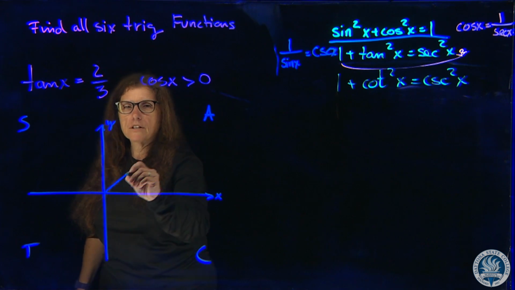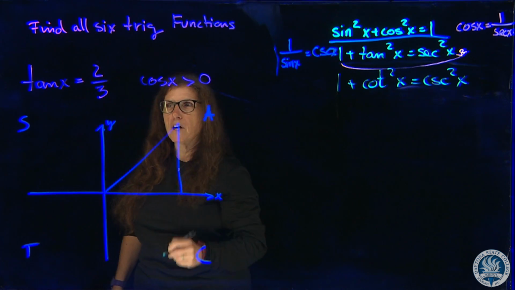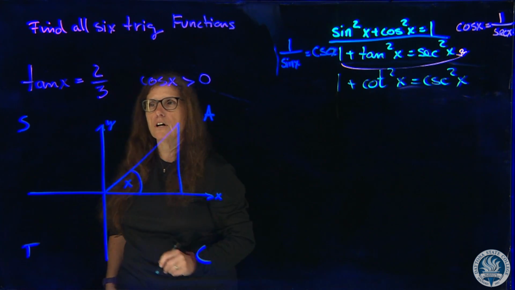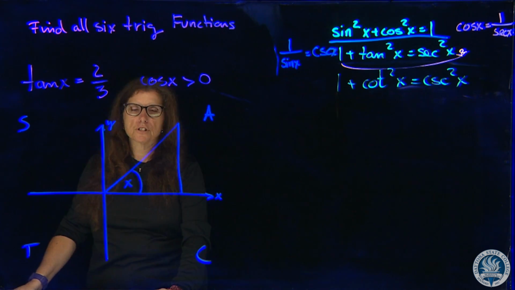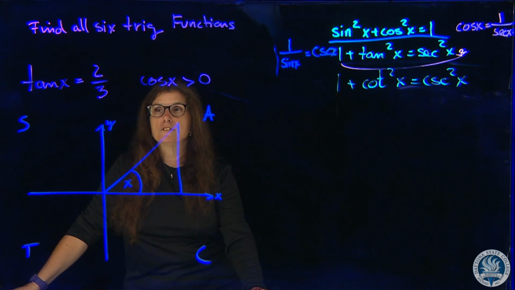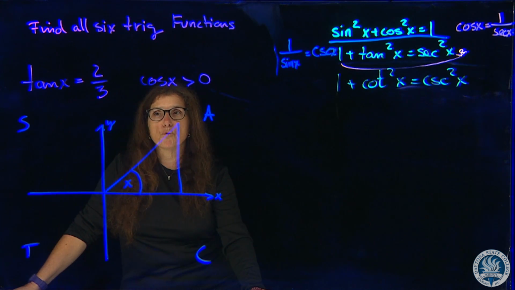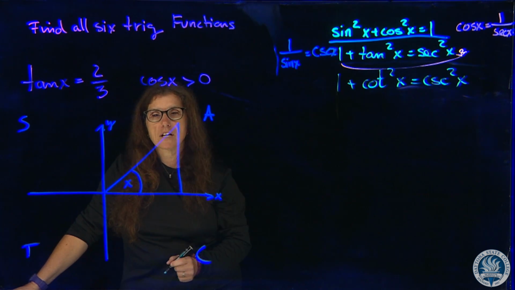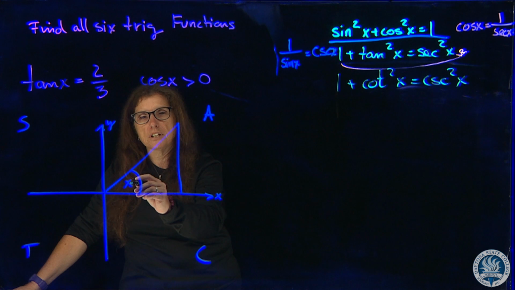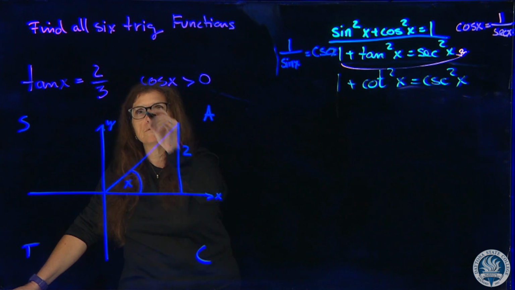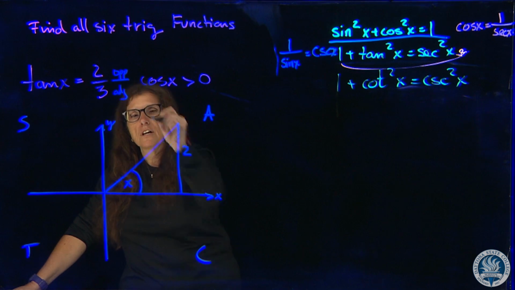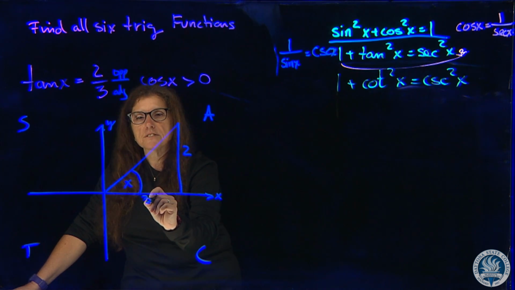So now I draw a little sketch of my relationship. Here's my angle x, theta, however you want to call it. Now the tangent, by definition, is opposite over adjacent. Now we have to label our sides. The opposite side to the angle is this one, that would be 2. Let me write it here. Opposite over adjacent. The adjacent side is 3.